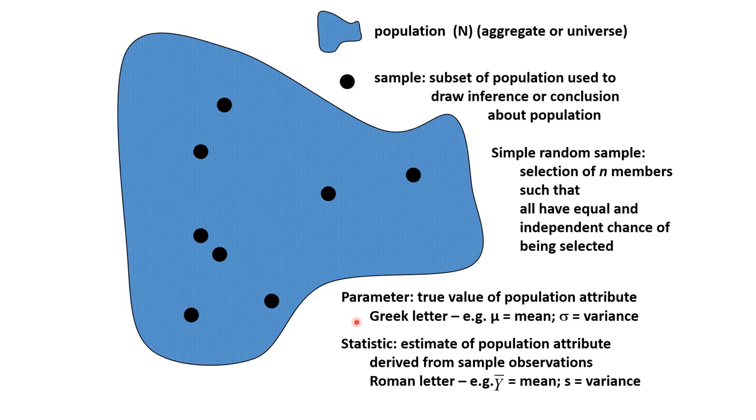the parameter is the true value in the population. We're doing that through statistics. That is our estimate of the population attribute.